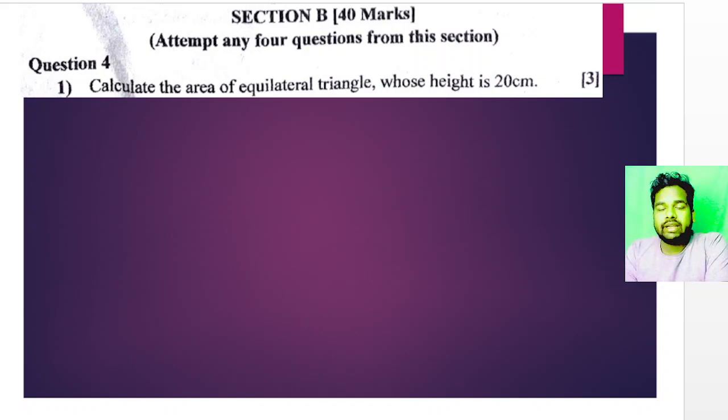Hello students, in this session we are going to discuss the section B questions of class 9 mathematics.